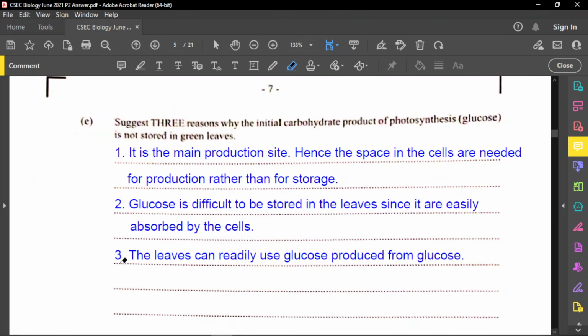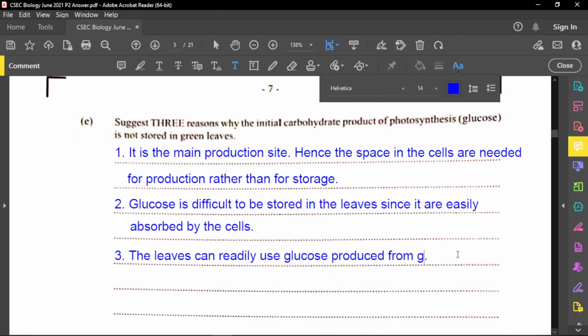All right, the third option here is that the leaves can readily use glucose produced from photosynthesis, and this is supposed to be photosynthesis here. So the leaves can readily use glucose produced from photosynthesis. All right, let's put that in real quick.